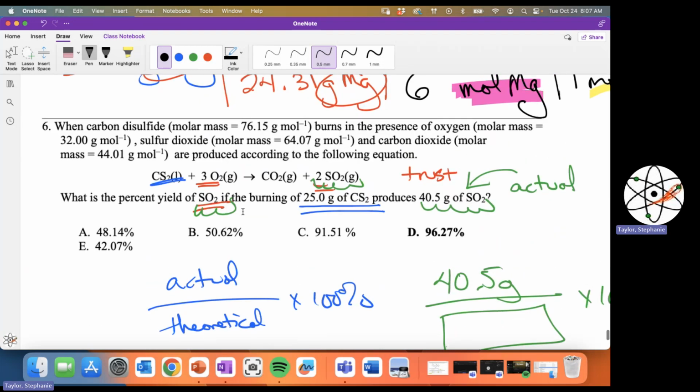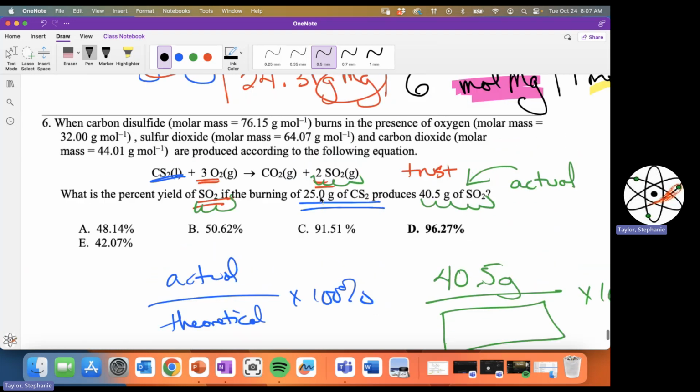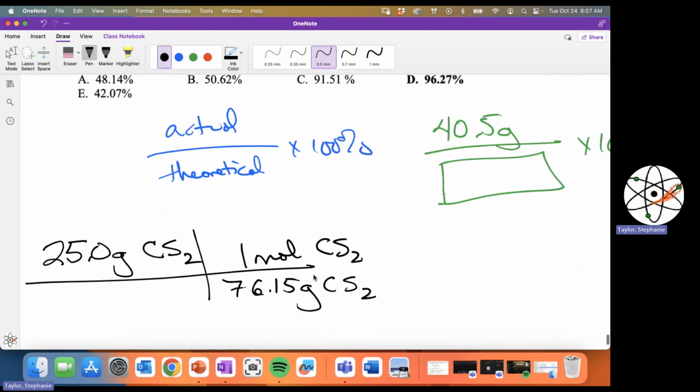Did they give me the molar mass? It would be so nice. Oh, they did, right there. Don't scribble over it. Now I can't read it. 76.15 grams sulfur dioxide in 1 mole of sulfur dioxide. I did grab sulfur dioxide, right? Good.